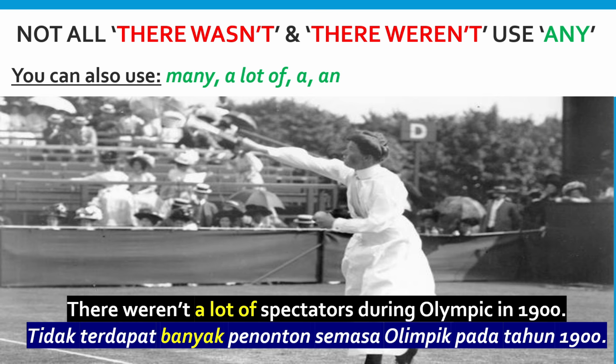Next, there weren't a lot of spectators during the Olympics in 1900. We can also use "a lot of" together with "there weren't". "A lot of" means banyak. When something is in the number of more than one, automatically we have to put S at the back of the object. The object here is spectators. Therefore, we use "there weren't".